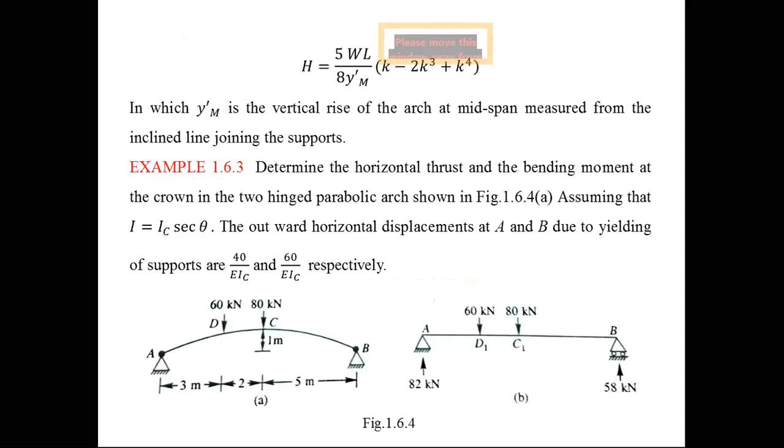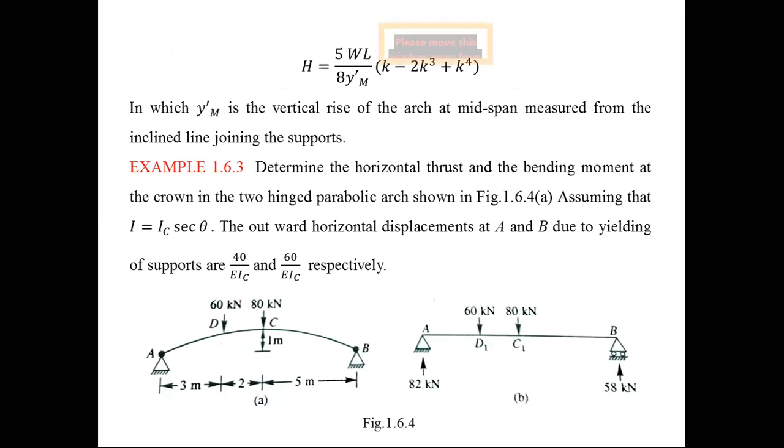Effect of rib shortening. Write down this one. Example 1.6.3. Determine the horizontal thrust and bending moment at the crown in the two-hinged parabolic arch as shown in the figure. Assuming I is equal to I secant theta, the outward horizontal displacement at A and B due to yielding of support is 40 by AC and 60 by AC.